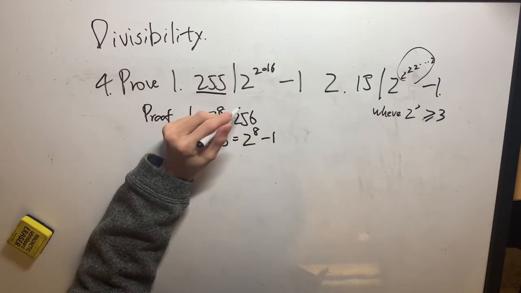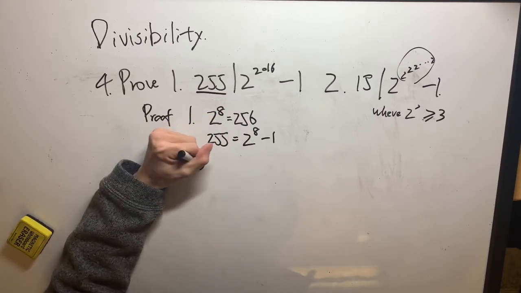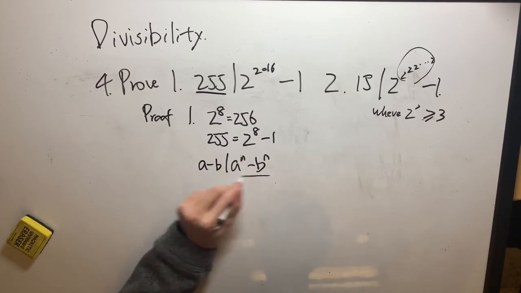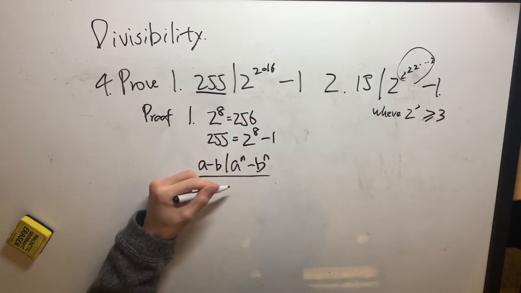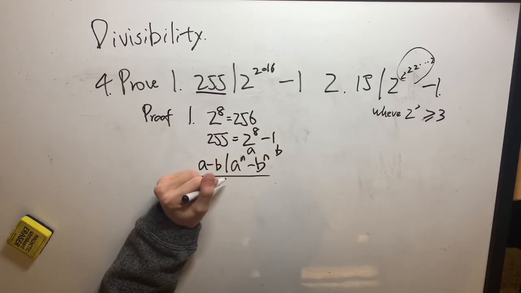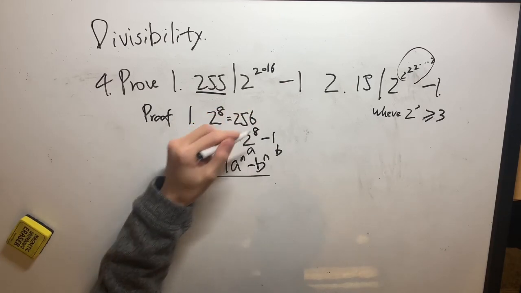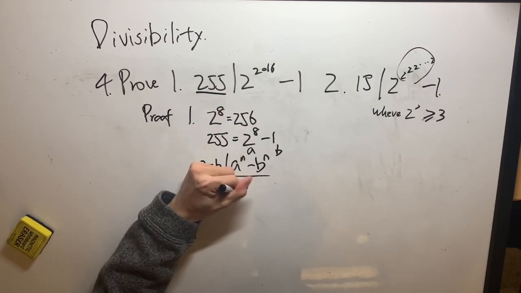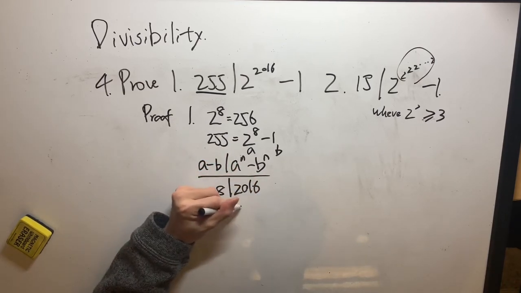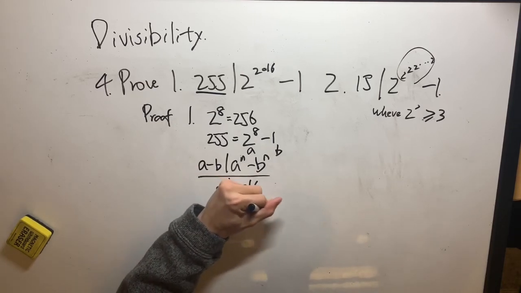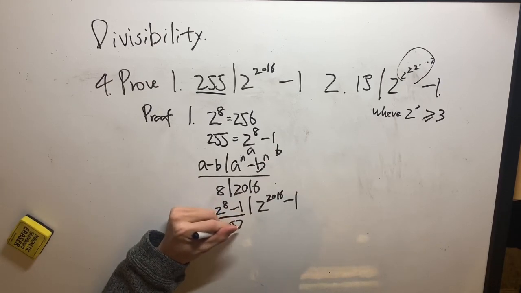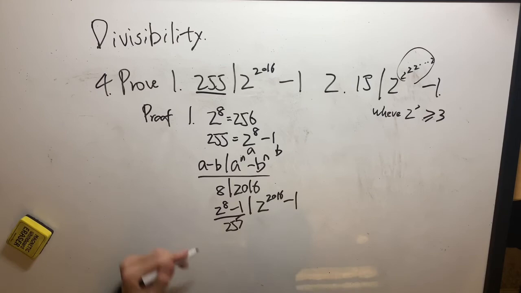As we recalled earlier, a minus b divides a to the n minus b to the n, and we have proved this. Now we can take 2 to the 8th as a and 1 as b, and obviously 8 divides 2016. Thus, 2 to the 8th minus 1 divides 2 to the 2016 minus 1, and that's 255. And we solved this question.